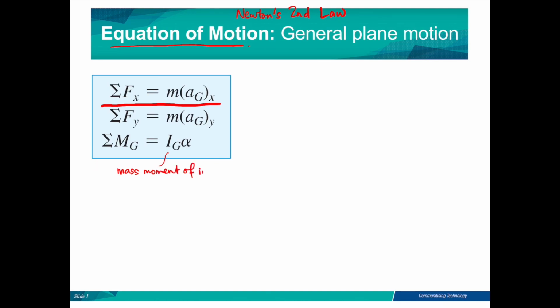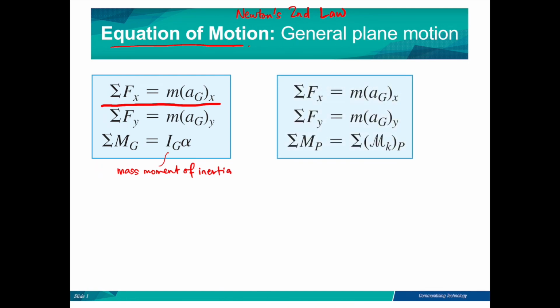And the moment equation, we can calculate about G, which is the center of gravity. We can calculate about any point, for example point P, and this is what we call the kinetic moment, in which we calculate the moment based on the kinetic diagram.